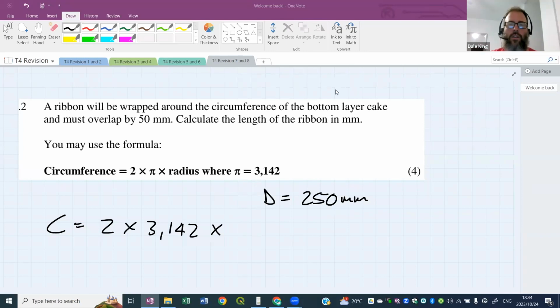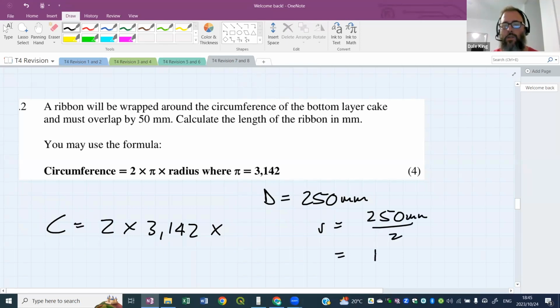That's fantastic. All right, so there I'm starting to write my formula out first, because when I write this formula out, I'm checking to see what needs to go in it. We need to work out the circumference here. We need a 2, we need pi, which is all given to us. We need a radius. Now, they don't give us a radius, they give us a diameter. So let's quickly work out the radius. The radius is the diameter, which is 250 millimeters divided by 2. This is going to give us 125 millimeters for a radius.